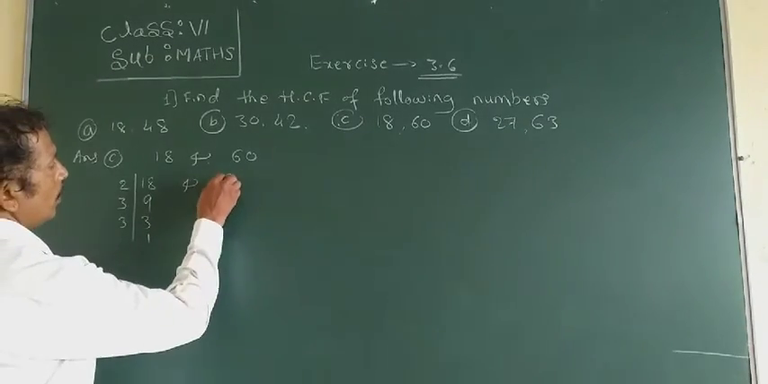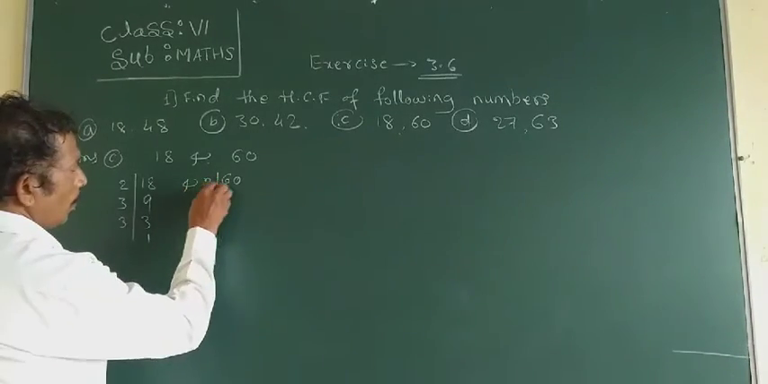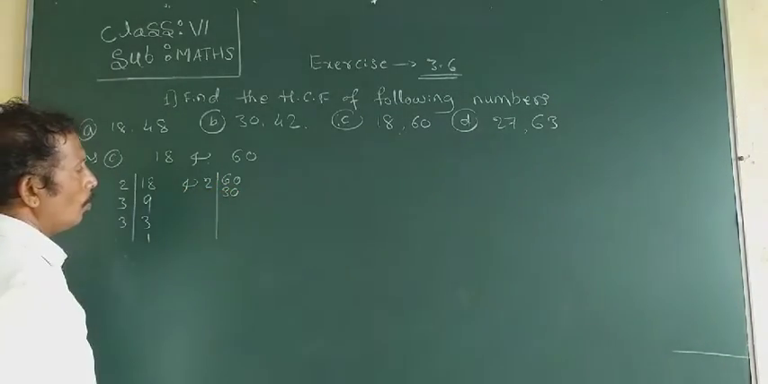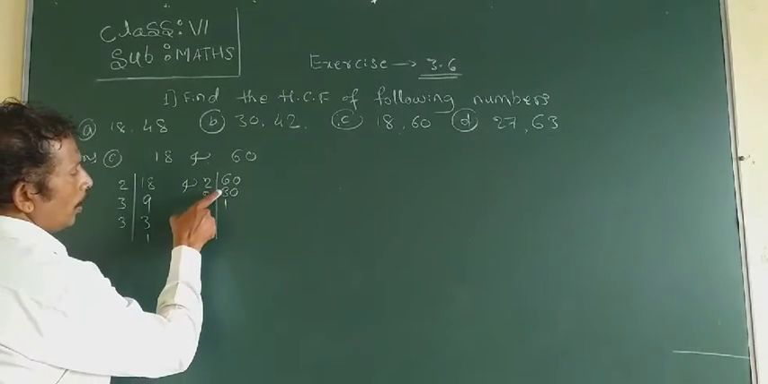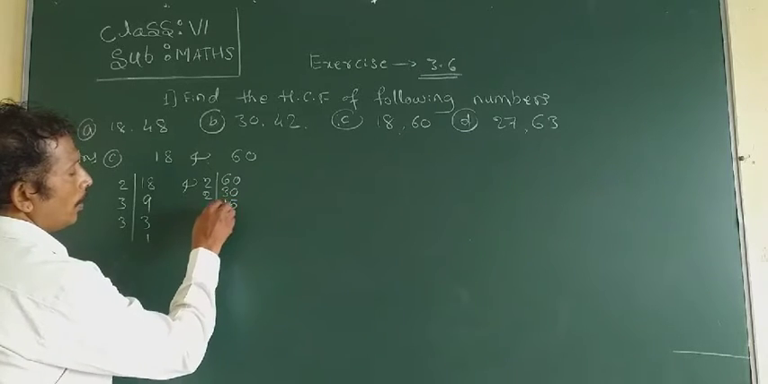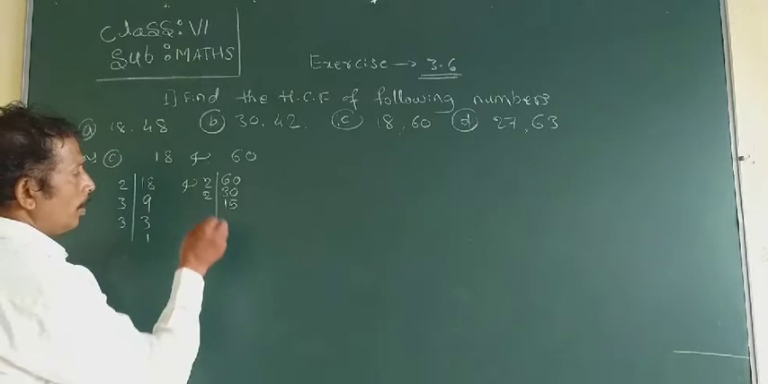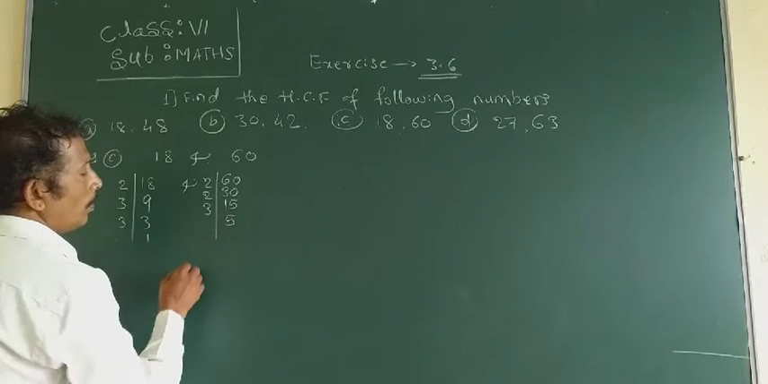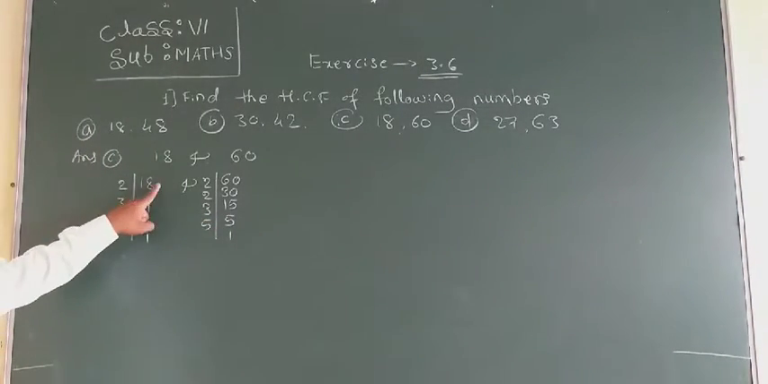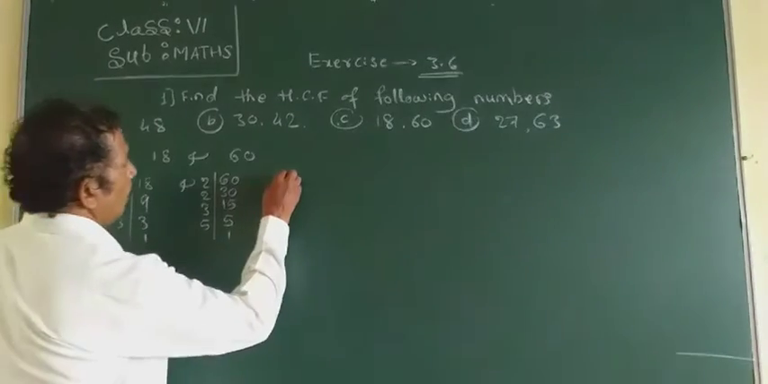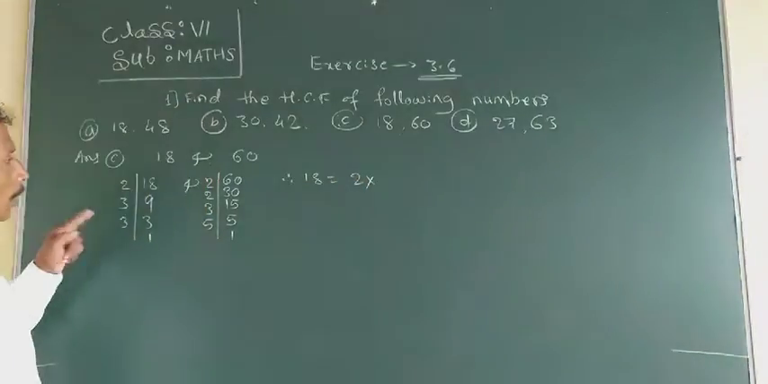Similarly, take the second number 60. Divide this number 60 by the first prime number 2. 2 30s are 60. Once again we can divide 30 by 2. 2 15s are 30. Now 15 is divisible by the next prime number 3. 3 5s are 15. Now divide this 5 by 5. 5 1s are 5. Therefore 18 is equal to 2 into 3 into 3.